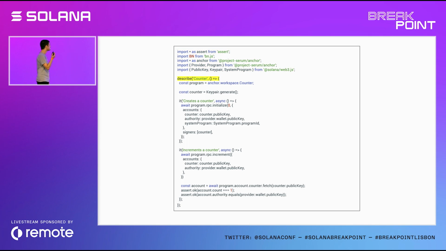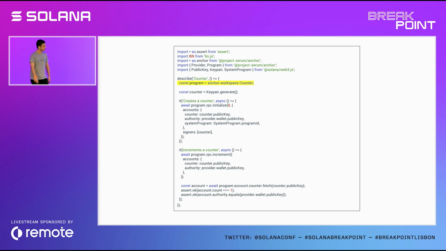Second line, just this describe counter. This is just like a Mocha syntax for starting the test. And then the first line inside of the test is pretty important. So here we have this program variable that's introduced, where we have Anchor workspace counter.